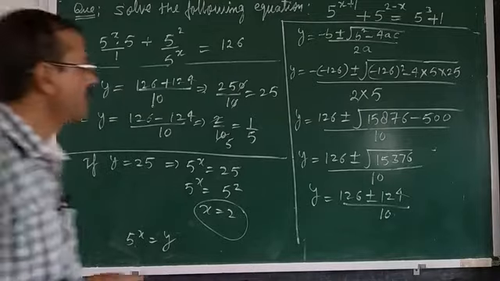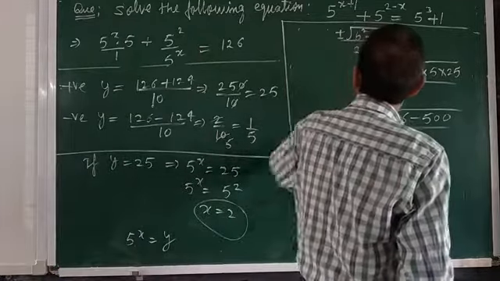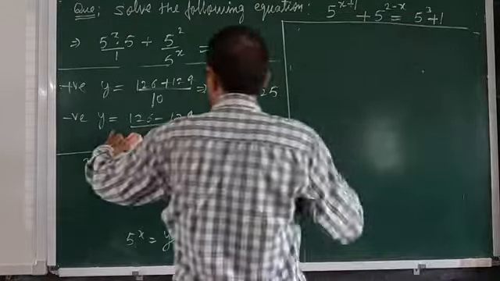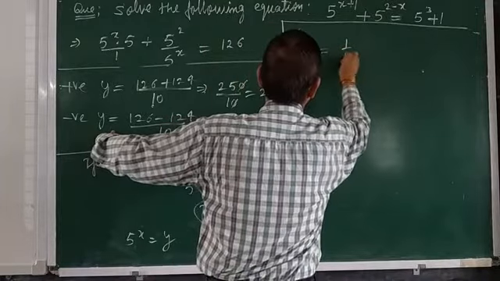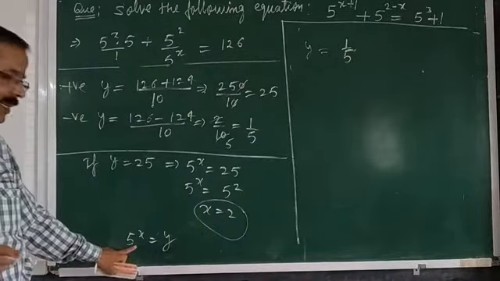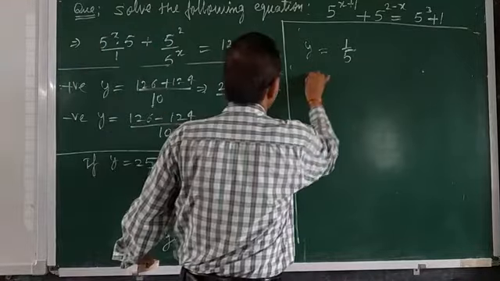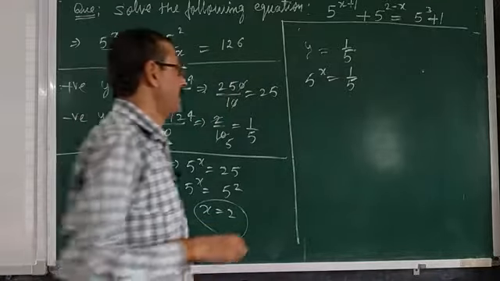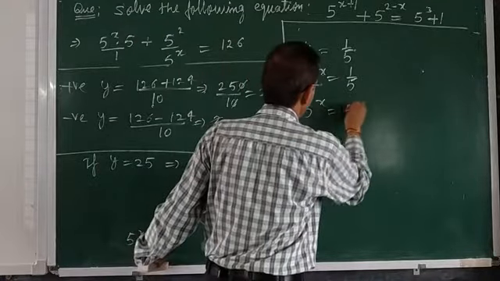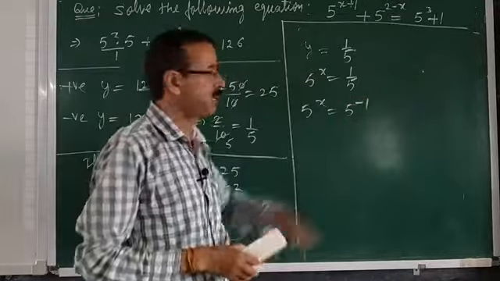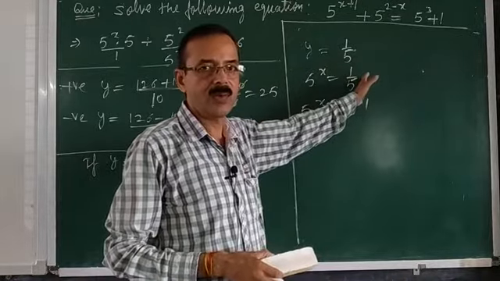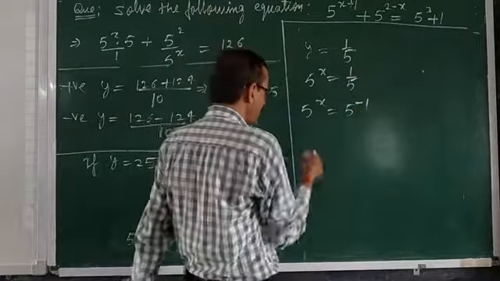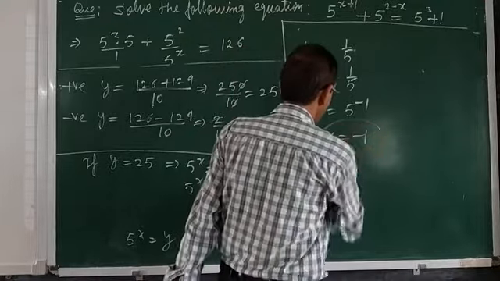Now take if negative is taken. Negative taken means this value y is equal to 1 upon 5. But y we selected as 5 power x. So we have to write here 5 power x is equal to 1 upon 5, right? Now simplify that. 1 upon 5 we can write as 5 power minus 1. This 5 goes up, so the power sign changes to minus 1. Base same, so power will be same. We can write here x is equal to minus 1. So the second value came.